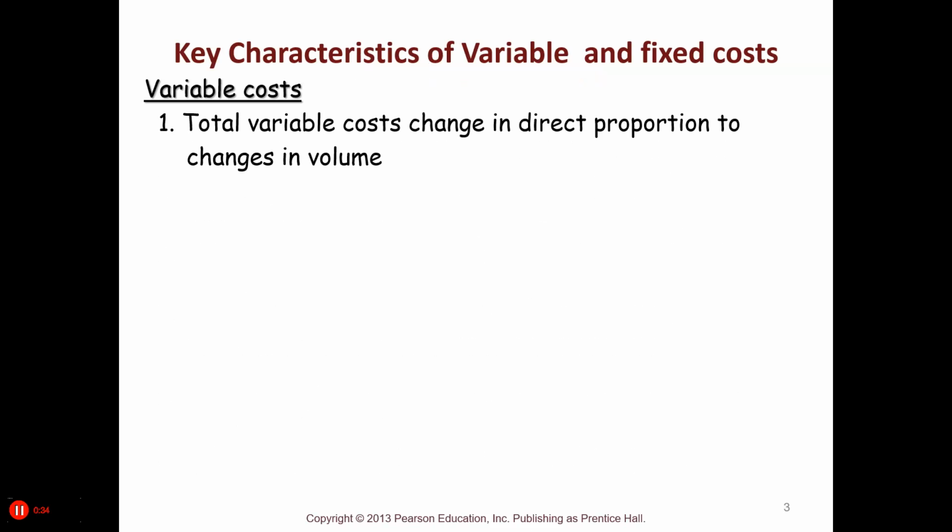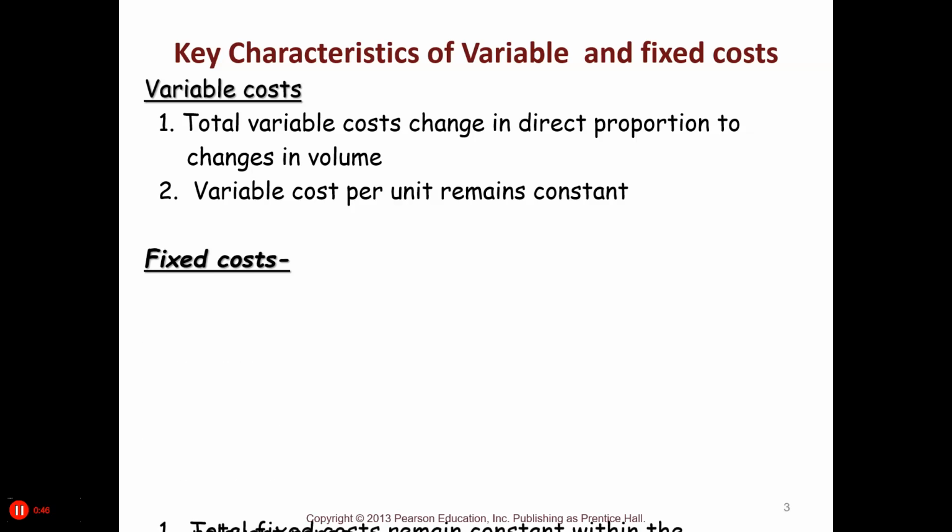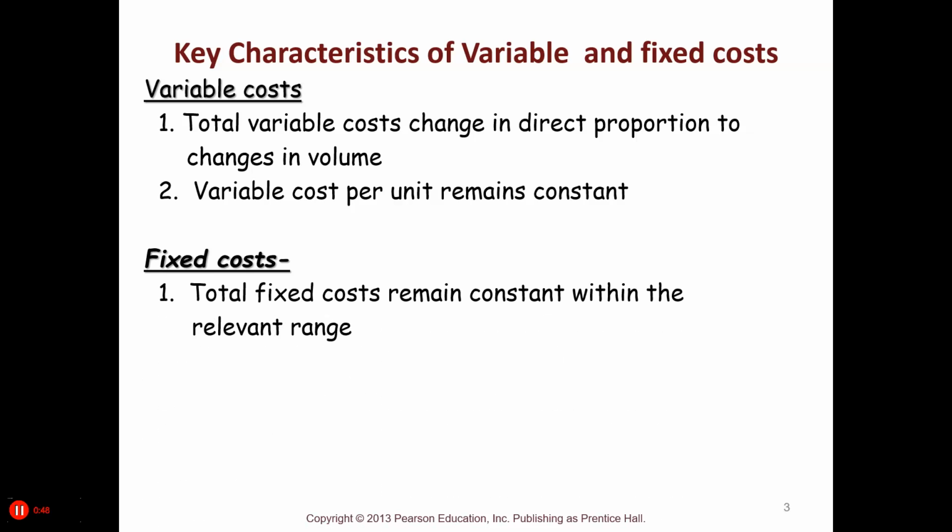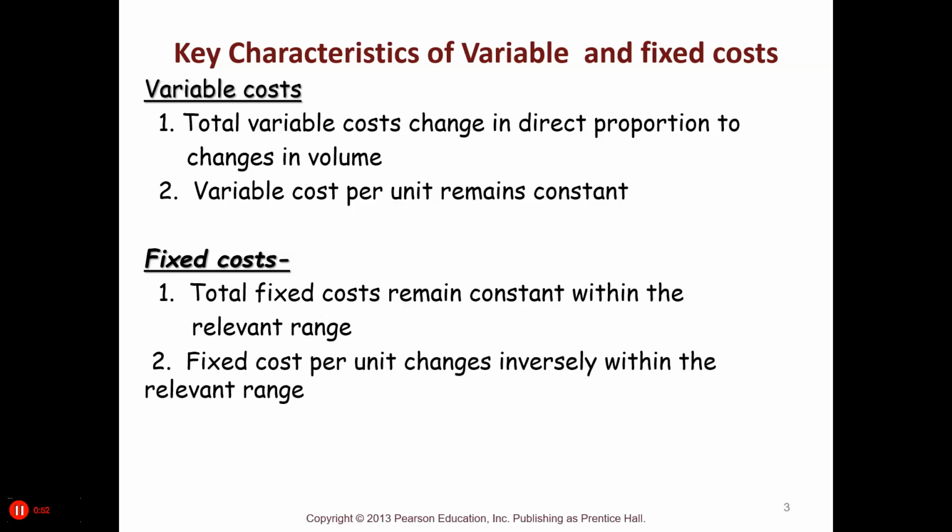Variable costs. Total variable costs change in direct proportion to changes in volume, but they stay the same within the relevant range at the same rate. Fixed costs. Total fixed costs remain constant within the relevant range, but have an inverse relationship with changes in production on a per unit basis.